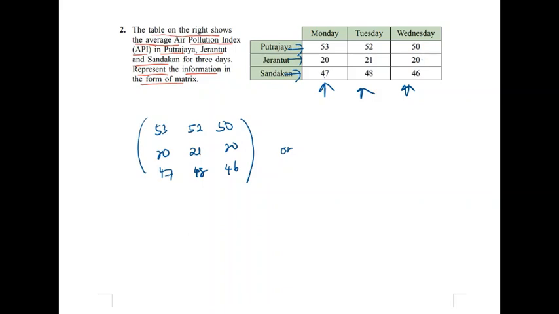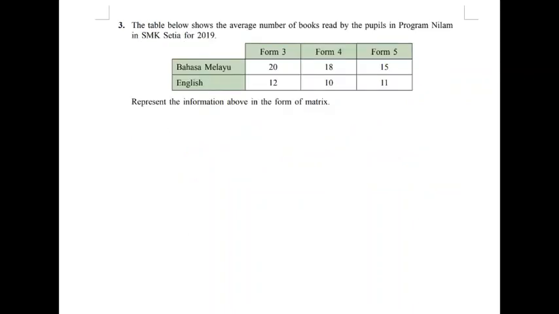Or we also can write like this. So 53, 52, 50, 20, 21, 20, 47, 48, and 46. Okay. Class, don't forget to try question number 3 in your exercise book.